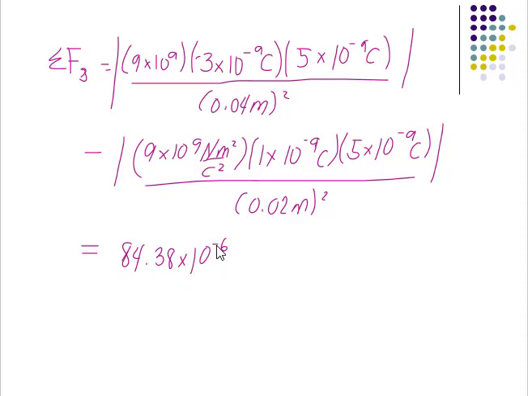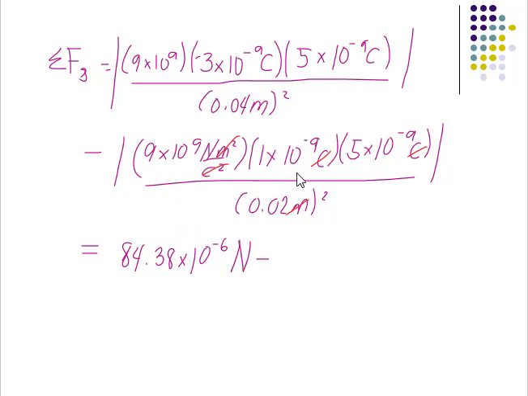Newtons. So why newtons? I'll show you the cancellation of the units. You have coulomb times coulomb, that becomes coulomb squared, so cancel. And then you have square meter, so cancel the meter squared. So you have the final unit for the force, which is newtons. So that is 84.38 newtons.